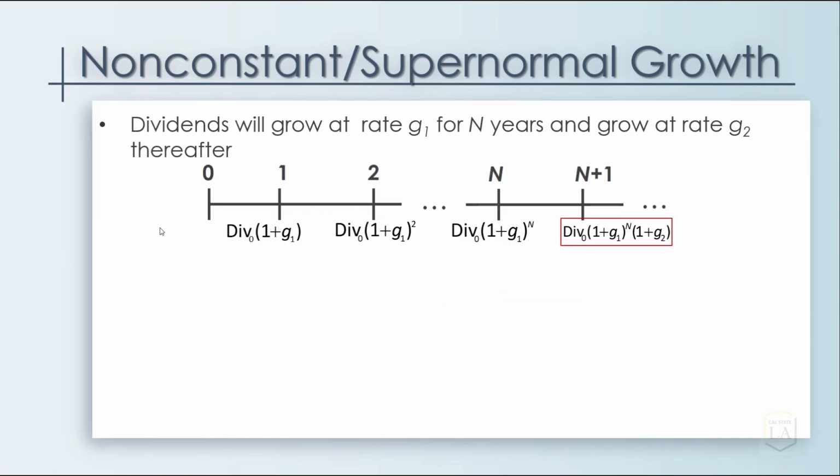So if you put the dividend schedule on a time frame, it would look like this. Until year n, the dividend will be growing at a constant growth rate of G sub 1. And in year n, there will be a shift in the dividend growth rate, and after that, the dividend will grow at G sub 2. That's why you will have to multiply this value by 1 plus G sub 2.